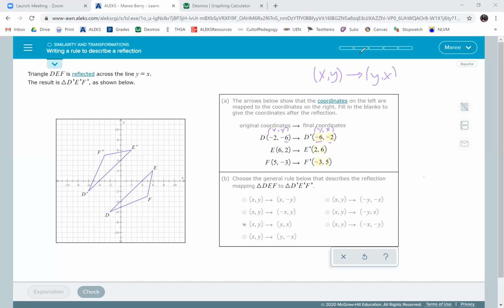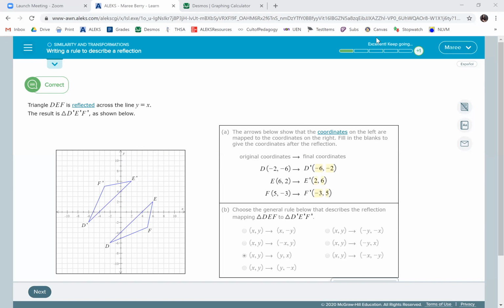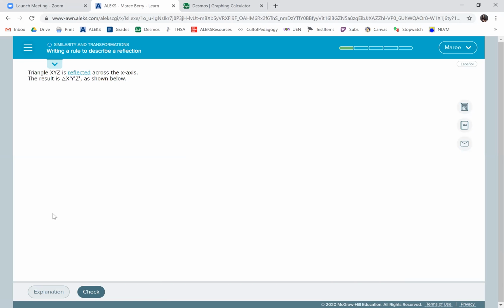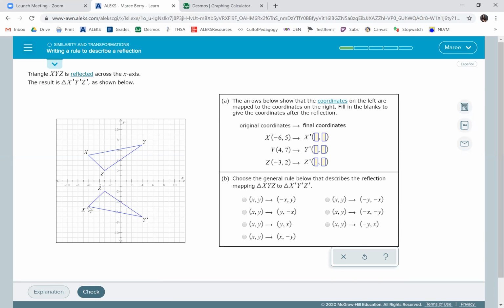And we'll do some more. We start by listing the points. So X prime is -6, -5. Y prime is 4, -7. And I can guess what Z prime is based on the patterns here. I bet it's -3, -2. Yep.